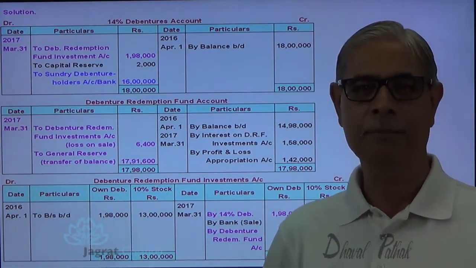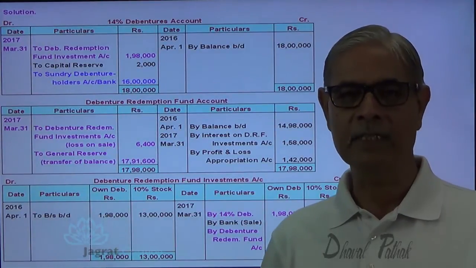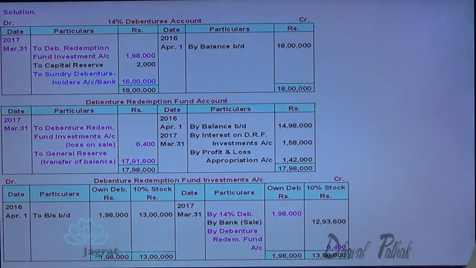This is a simple sum. I have tried to explain you this sum. I think that you have followed all these things.